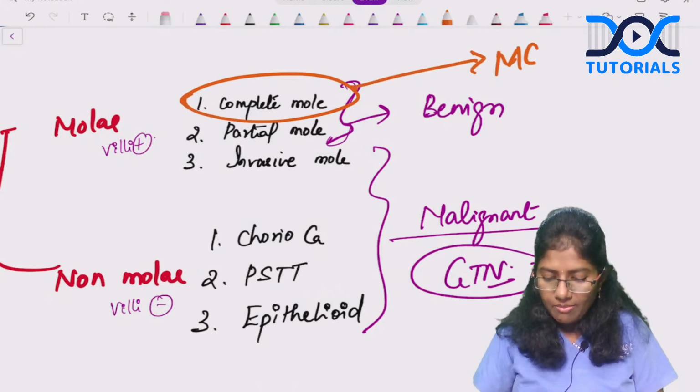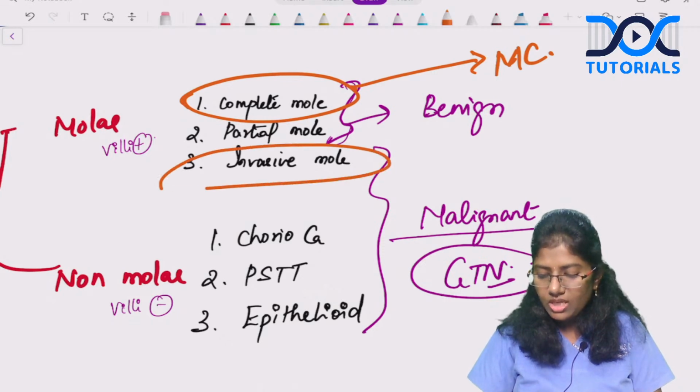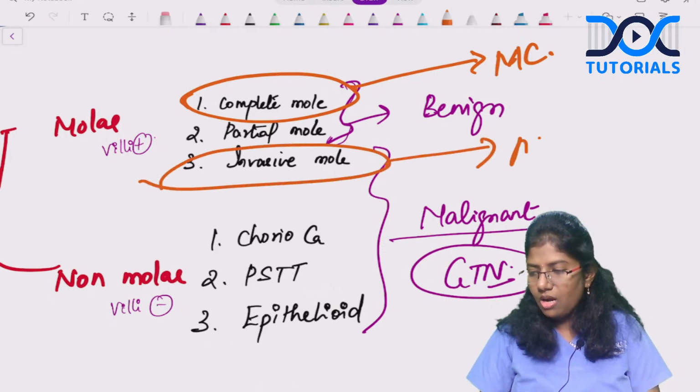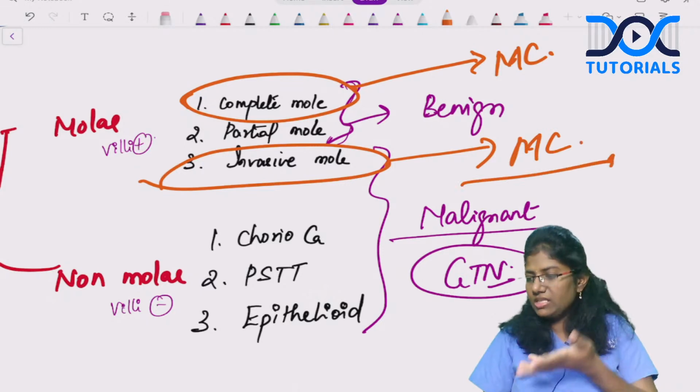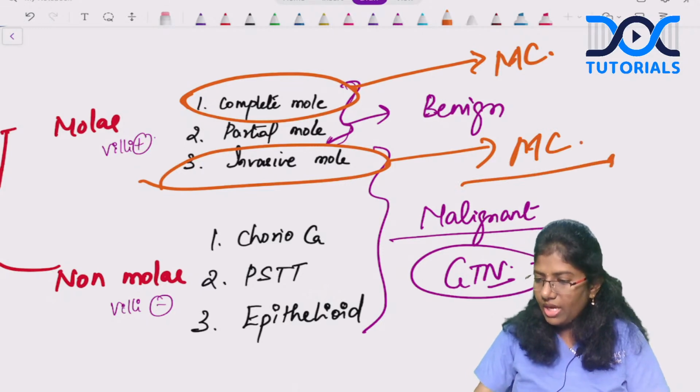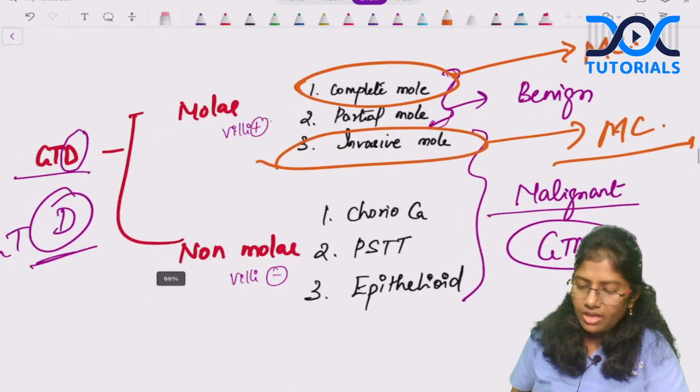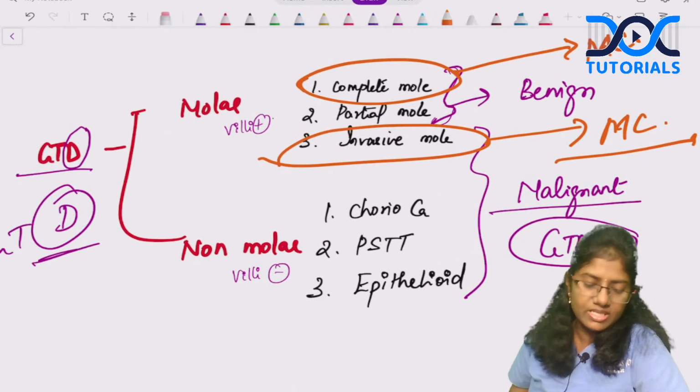Among the malignant varieties, invasive mole is the most common. Yes, Jyotsna, that's right, complete.